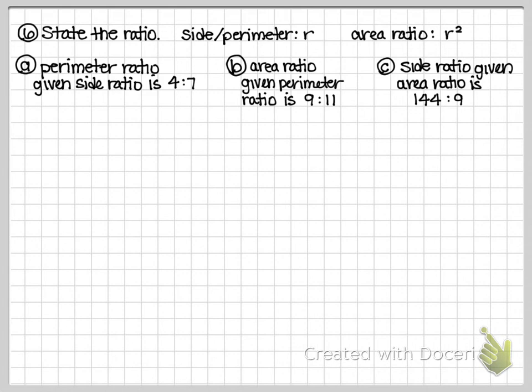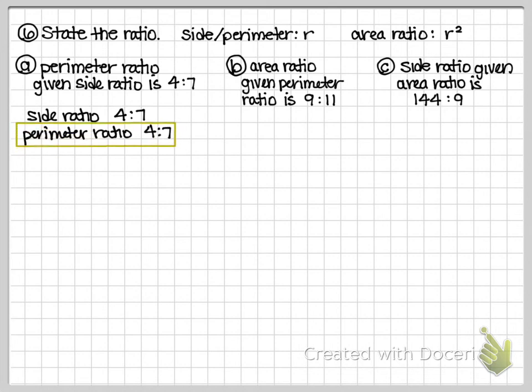So I want to find the perimeter ratio given the side ratio. So if my side ratio is 4:7, that's R, my perimeter ratio is also R. So it's actually going to be the same. So my answer is 4:7. Go ahead and box the answer here.